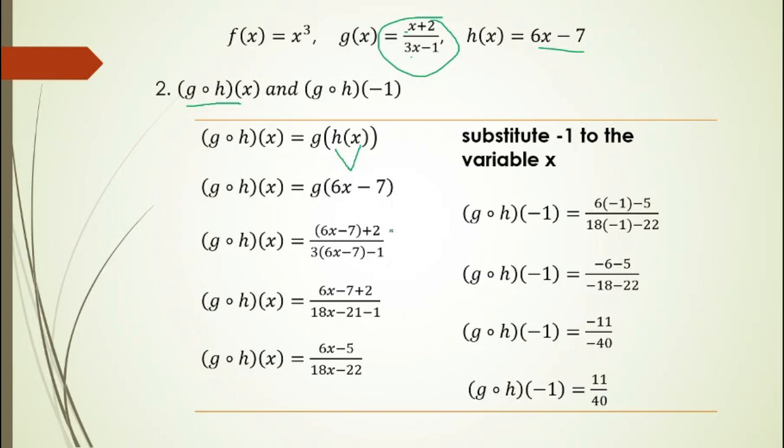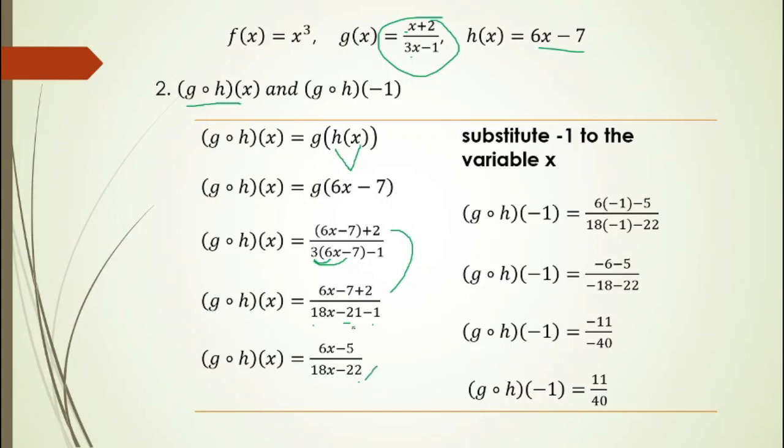So, pag sinimplify natin, magiging ganito. So, dito, tinanggal natin si parenthesis, magkakaroon tayo ng 6x minus 7 plus 2. So, dito naman, sa denominator, so, si 3, dinistribute lang natin kay 6x minus 7. So, 3 times 6x, that is 18x. And then, 3 times negative 7, that is negative 21. And then, copy lang natin si negative 1. And, to simplify, we have (6x minus 5) over (18x minus 22).